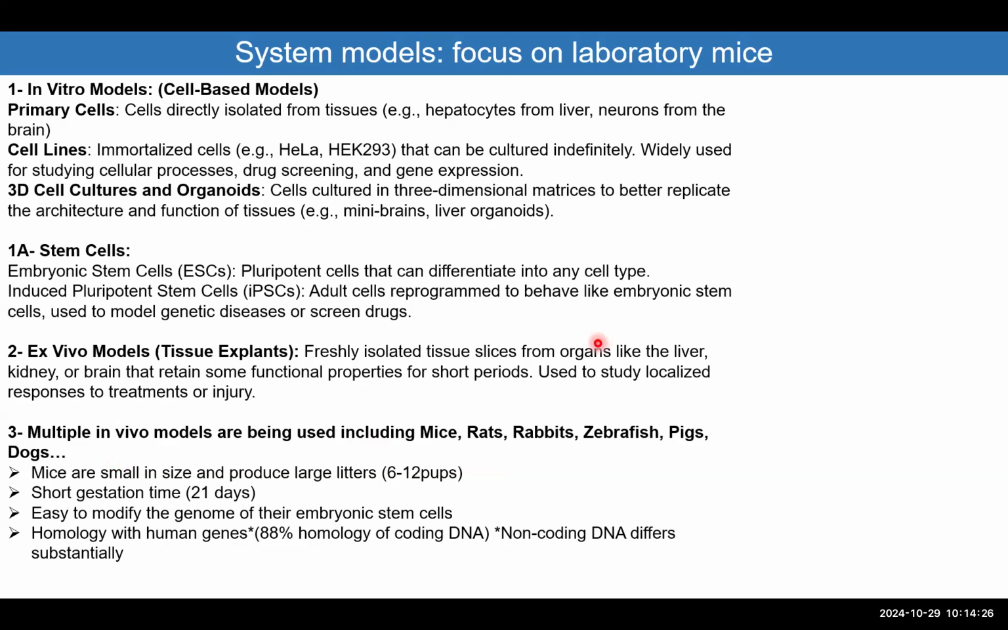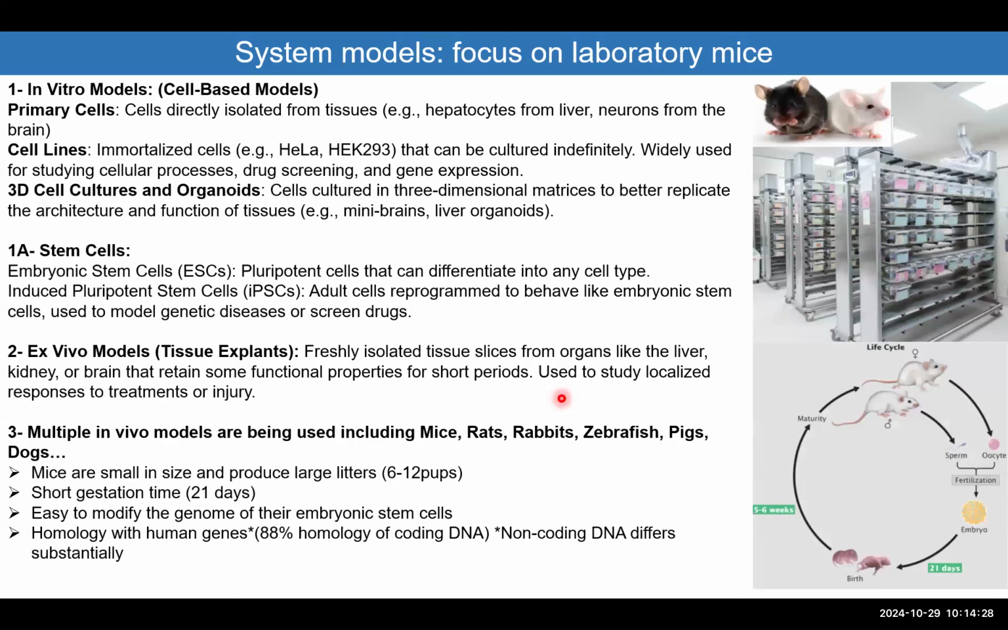Why are mice the most widely used? Because first of all, they are smaller in size. You can cage them. So these are individual cages here. It can take up to 5 animals, depending on the size, 4 animals maybe.